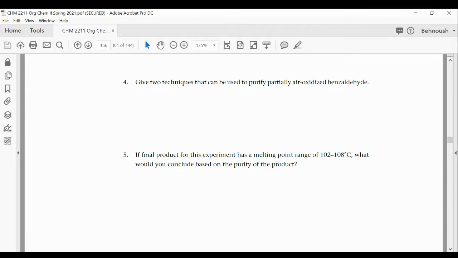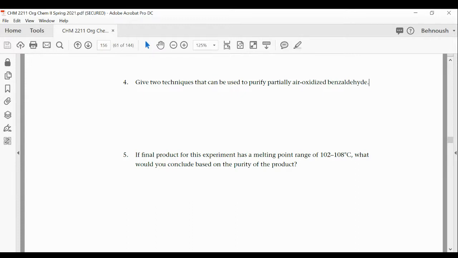But why does it have to be vacuum distillation? Because when you distill it, it can decompose the compound. So when you do vacuum distillation, you make sure that it boils at low temperature. And when it boils at low temperature, it prevents decomposition. So it's vacuum distillation.